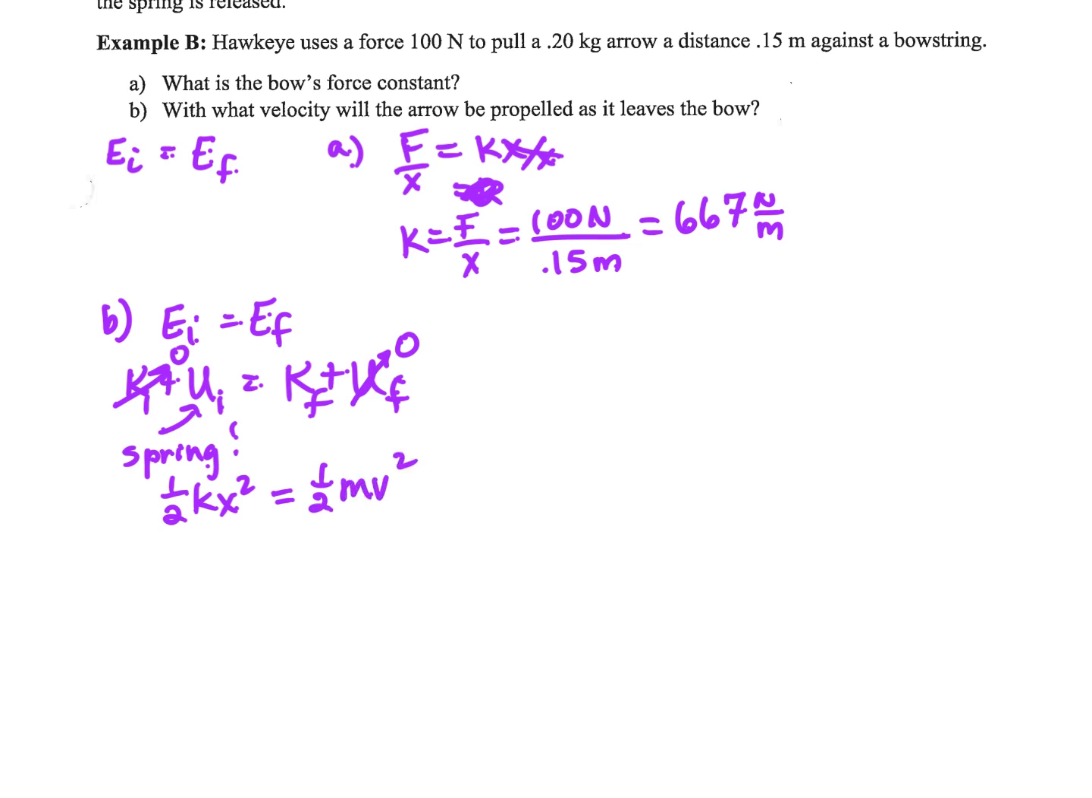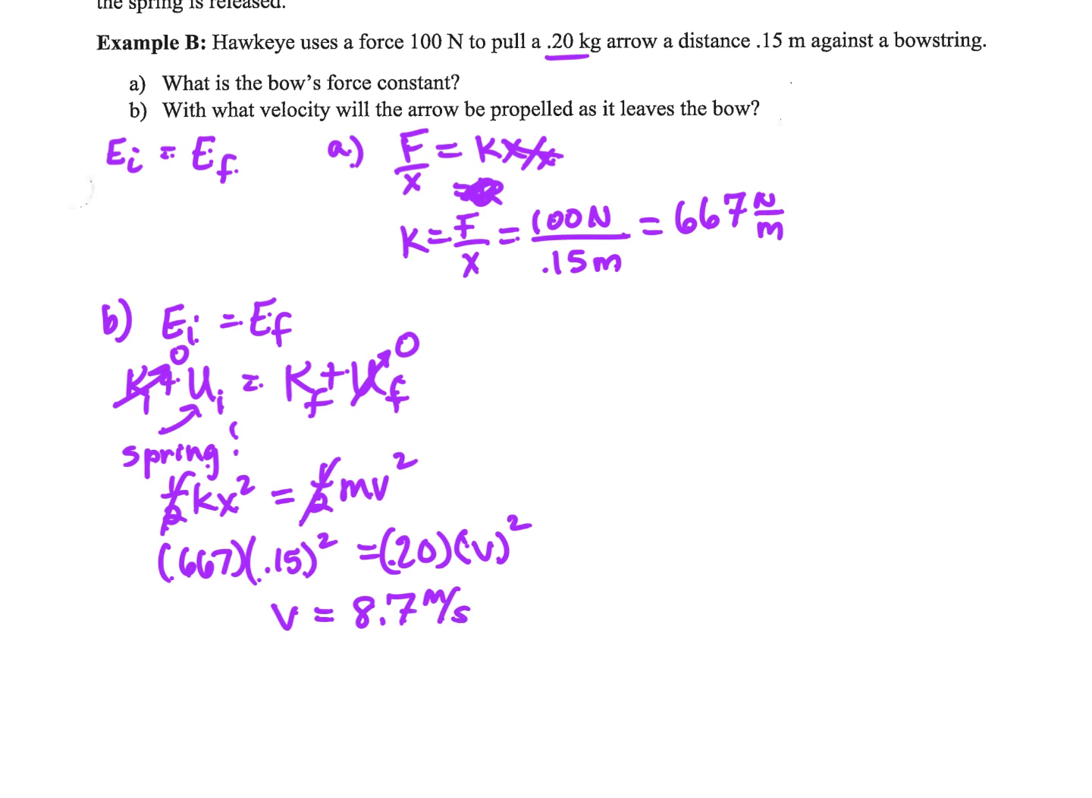So now we have this idea right here. The halves go away nicely. We know k is 667. We know x was 0.15, so we're going to square that. Equals the mass, which is what? 0.2 kilograms. That's right here. And times the velocity squared. So now all we have to do is multiply and divide, and we should get a velocity of about 8.7 meters per second. Okay? So that's the velocity of the arrow.